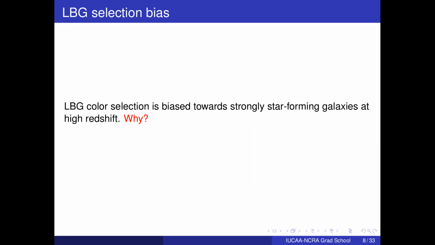Because of Lyman alpha. See, Lyman alpha is sitting in your middle filter. If the Lyman alpha is quite prominent, which means the galaxy is strongly star forming, then you are more likely to pick it up in your color space. So that is why it's a known selection function. Any other reason why you would pick up star forming galaxies?